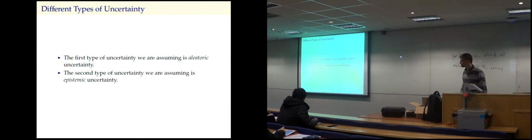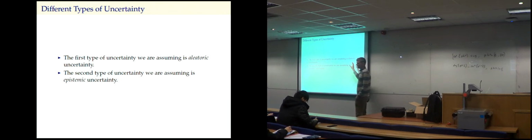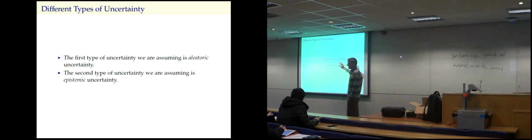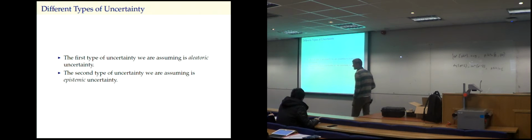I don't really recognize personally this distinction. I think this distinction is a false dichotomy. But it is there, and you can see some reasons why people have this. What people say is that the first type of uncertainty we're assuming is aleatoric uncertainty. So the type of uncertainty where it's sort of noise, and we're putting a prior distribution over that, is known as aleatoric. The second type of uncertainty is known as epistemic uncertainty.